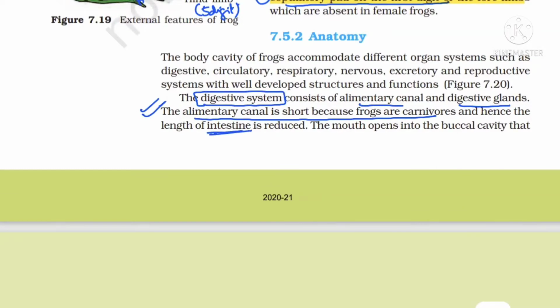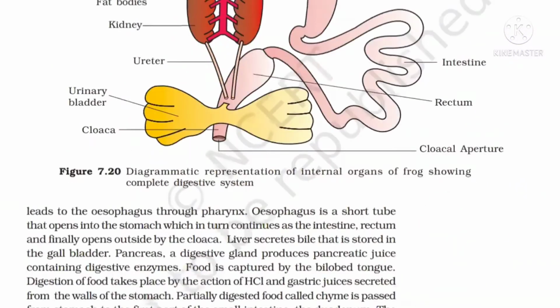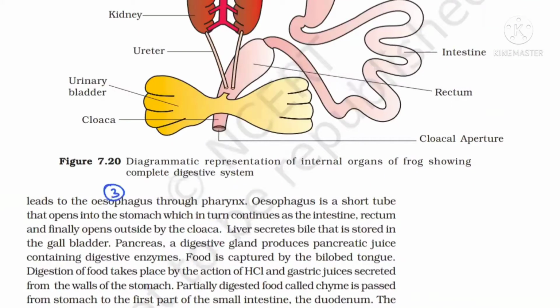So the length of the intestine is reduced, not the stomach. Intestine is only reduced. The mouth, just like us, opens into the buccal cavity. Then the buccal cavity opens into the esophagus through the pharynx. So third will be pharynx and fourth will be esophagus. And the esophagus is a short tube which opens into the stomach, which in turn continues into the intestine. Is it clear?